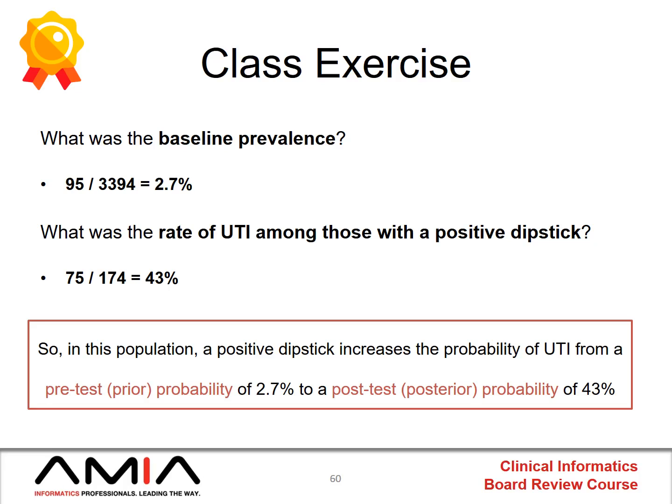So the first question was, what was the baseline prevalence? And we know from our previous slide that 95 out of 3394 patients had a positive urine culture. That means that the baseline prevalence was 2.7%.